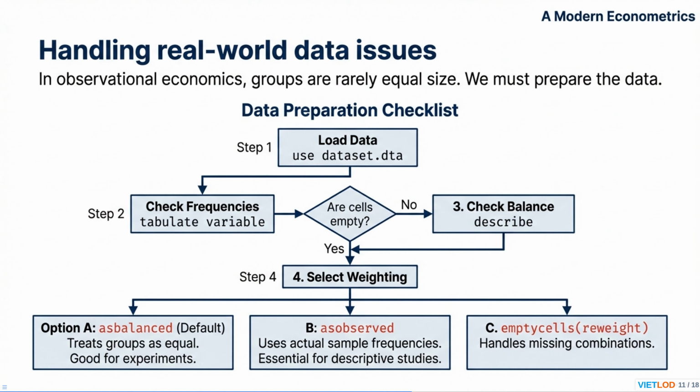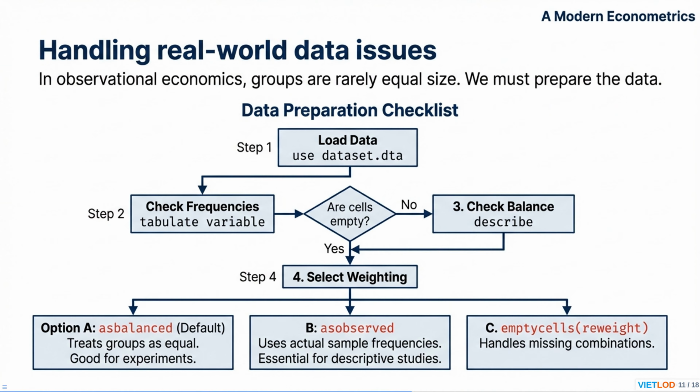When working with observational data in economics, we rarely have the luxury of perfectly balanced groups. This slide outlines a practical data preparation checklist to ensure our pairwise comparisons are valid. Step 1 is simply loading your data into Stata using the use command. In Step 2, we must check the frequencies using the tabulate command. This is crucial to see if any groups or cells in our analysis are empty, which can break our models.